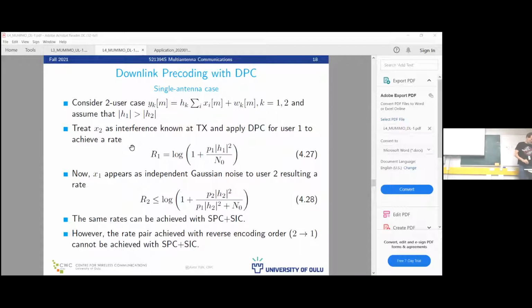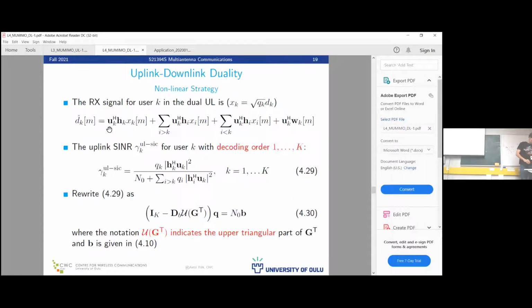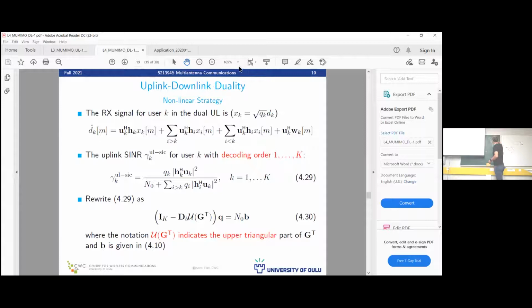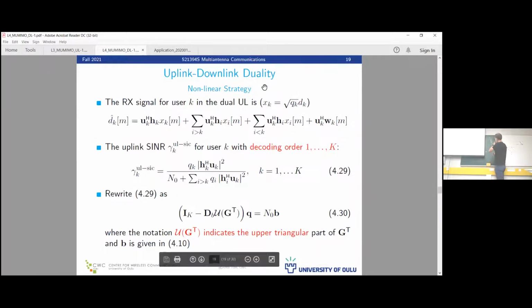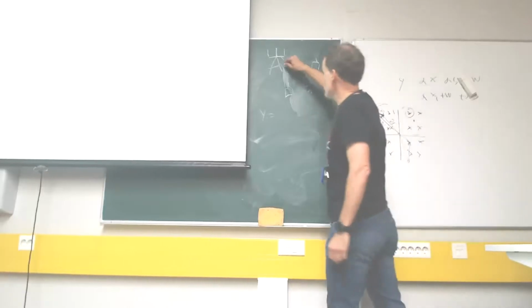Okay, let's move on to the interesting part. Let's first cover the dual uplink. Okay. Let's assume that we have 3 users. 1, 2, 3, and corresponding channels.